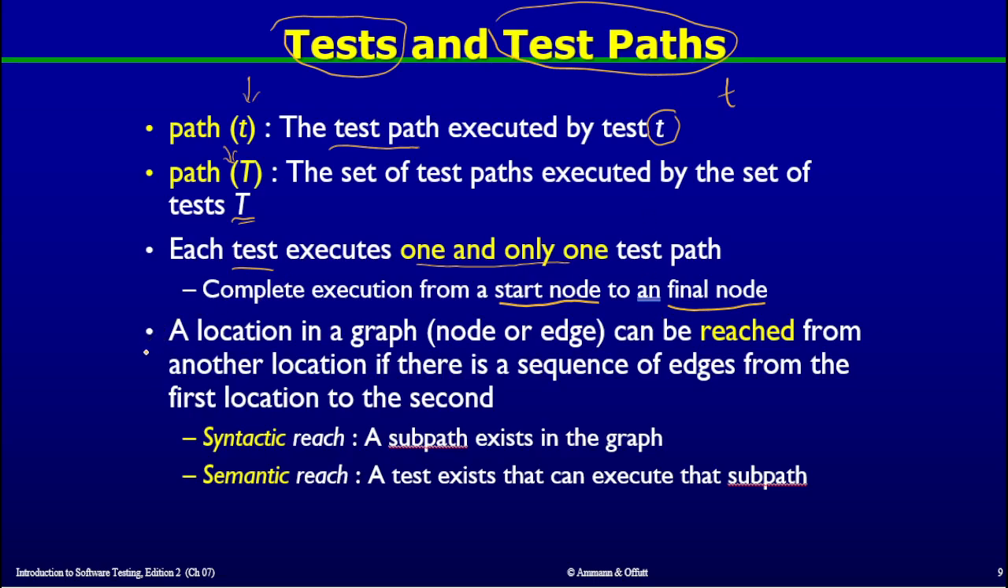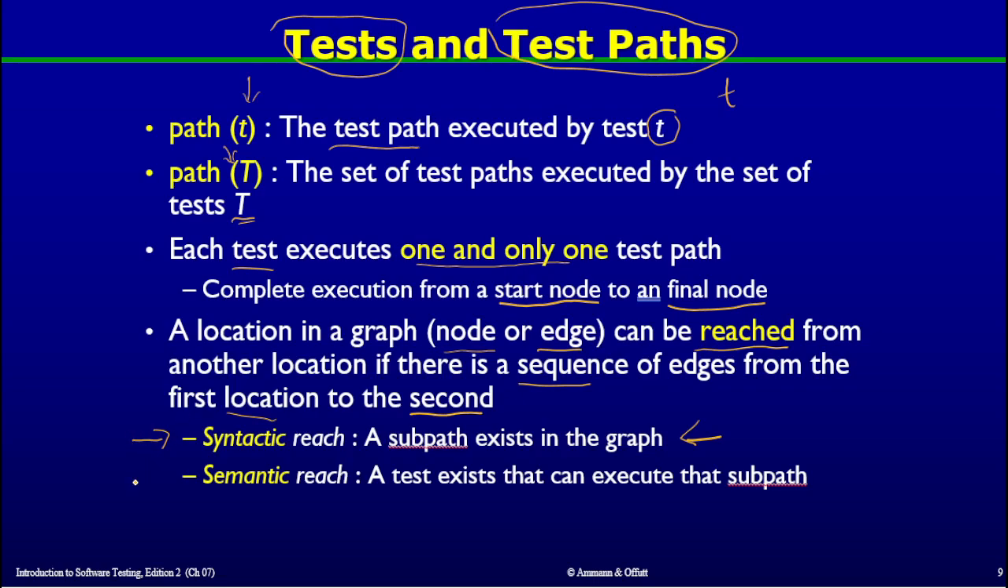So another definition which we need to know about is: a location in a graph, either a node or an edge, can be reached from another location if we have a sequence of edges from the first location to the second location. Means a location can be connected to another location by a sequence of edges, and such a connection is called a syntactic reach. So it means a subpath exists in the graph from the first location to the second location.